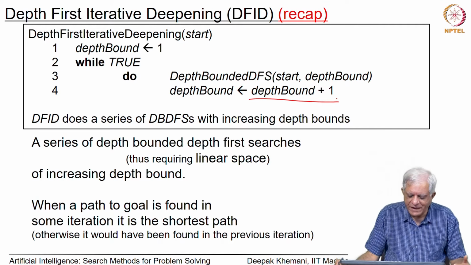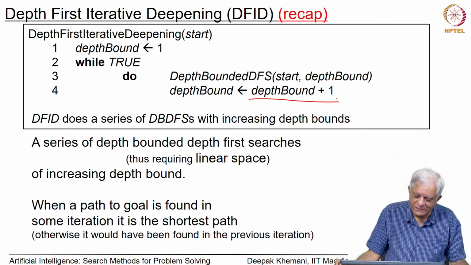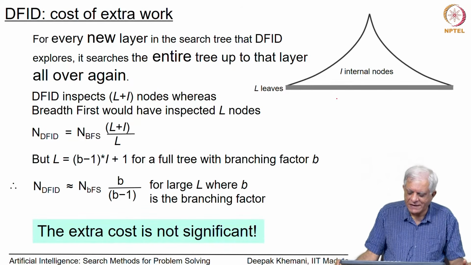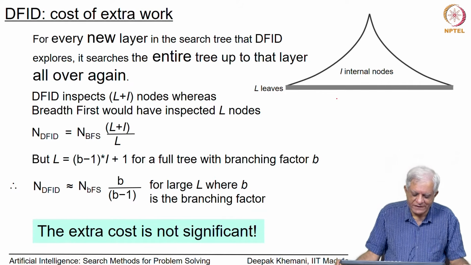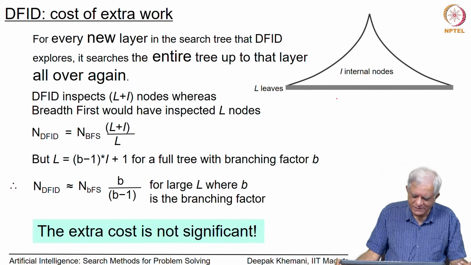So, in that sense, the behavior of DFID was like breadth first search, but internally it was like depth first search. Of course, we had to do a sequence of searches, and we had done a little bit of analysis about how much is this extra work that we do in DFID, and we had come to the conclusion that for a search space which grows exponentially, the extra cost was insignificant. It was only B over B minus 1 times the value of what breadth first search would have done.